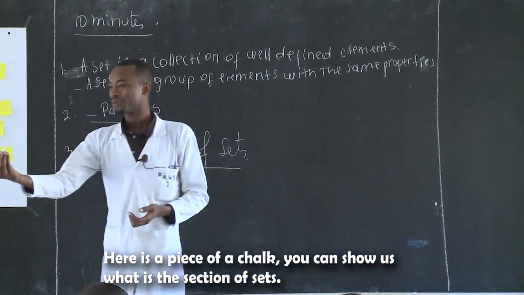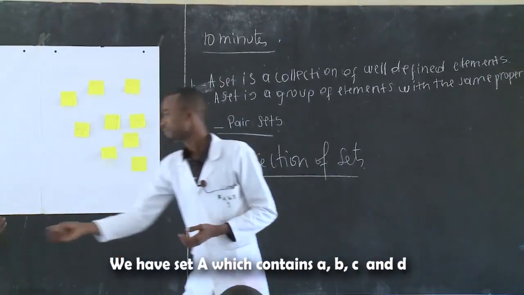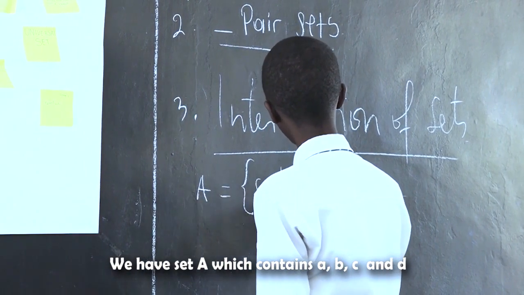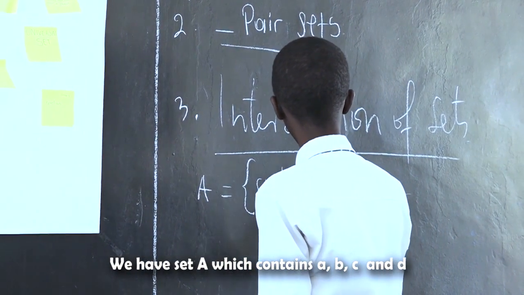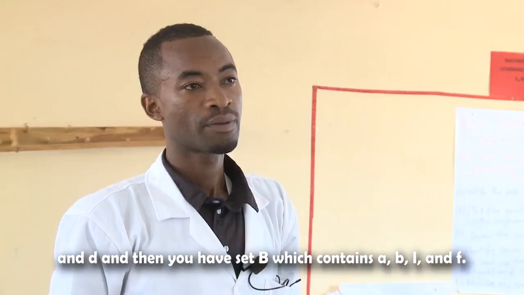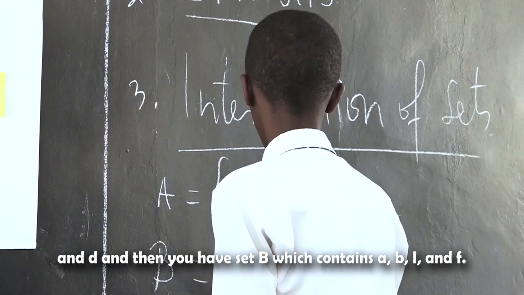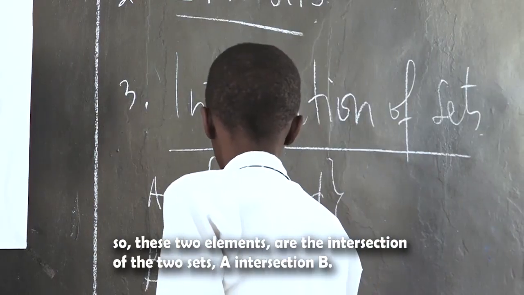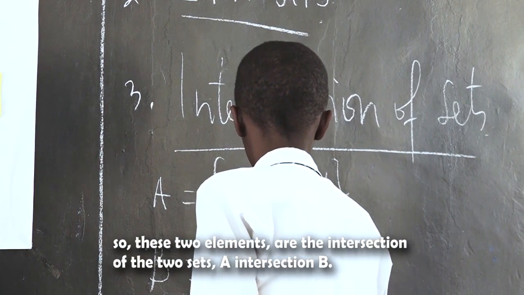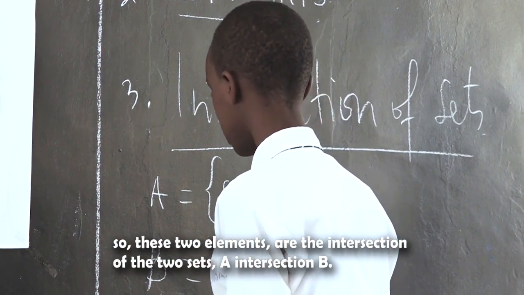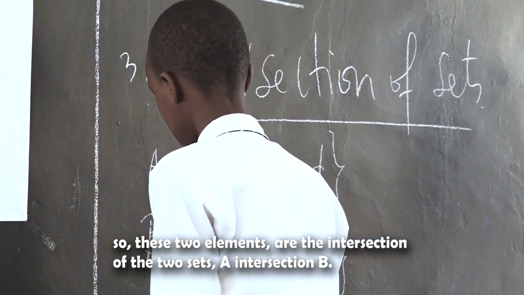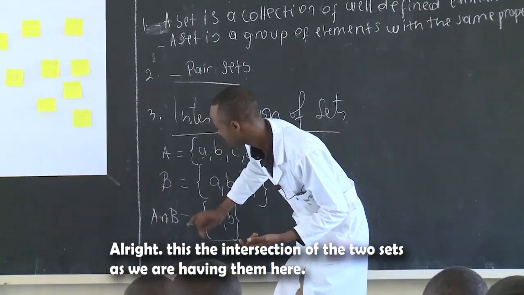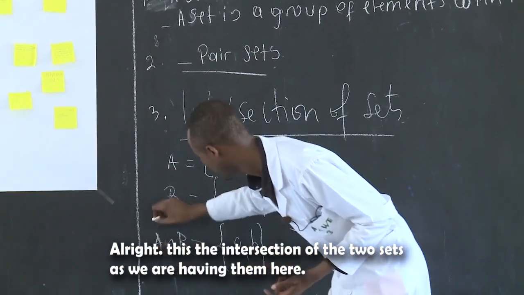Here there is a piece of chalk. You can show us what is the intersection of sets. We have set A which contains A, B, C, and D. And then you have set B which contains A, B, I, and F. So these two elements are the intersection of the two sets, A intersection B. Snaps to her. All right. This is the intersection of the two sets as we are having them here.